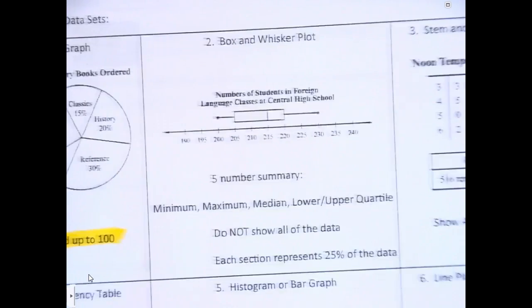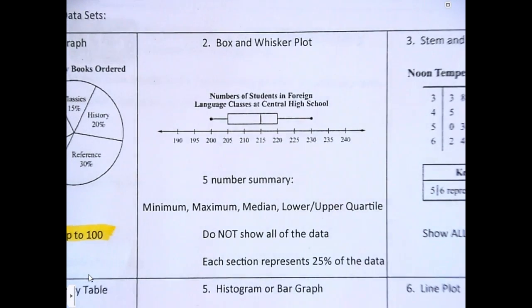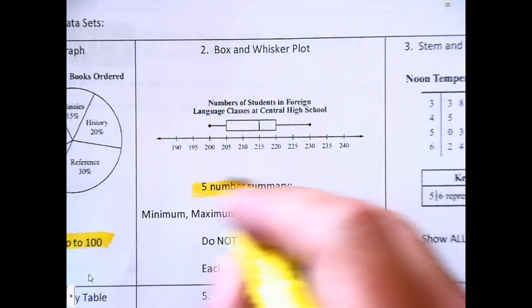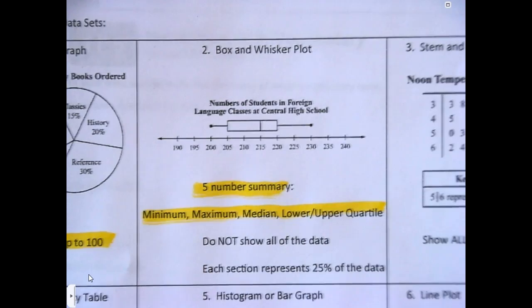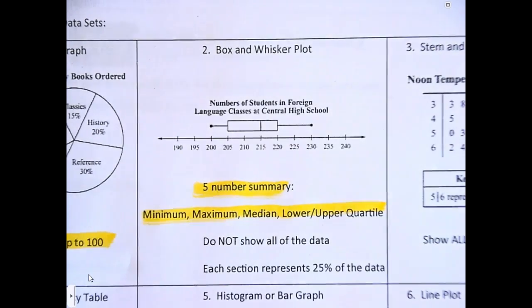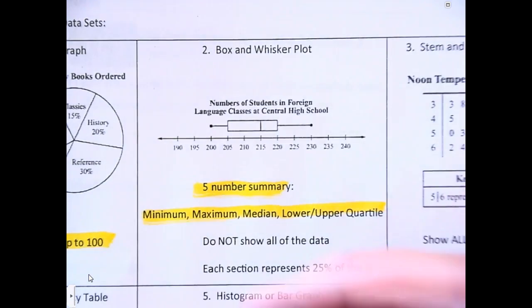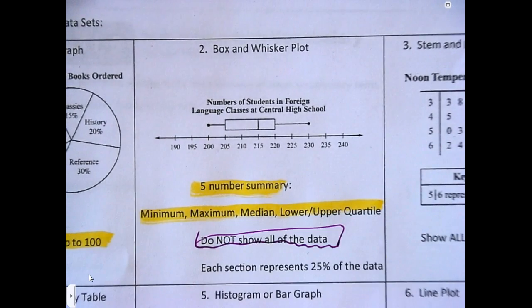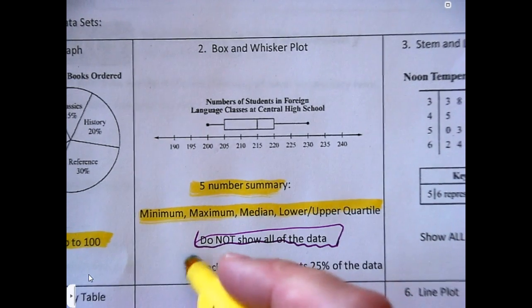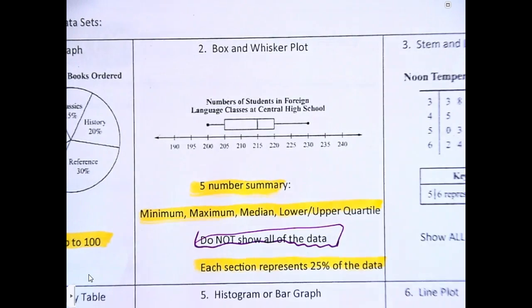You have your box and whisker plot that we've talked about. Remember, you have your 5-number summary there. It gives you those 5 pieces. Okay, it doesn't show all the data, which is one of the problems of it. So this sheet also gives you some kind of downfalls. It doesn't show all the data. And then keep in mind that each section of the data represents 25%.